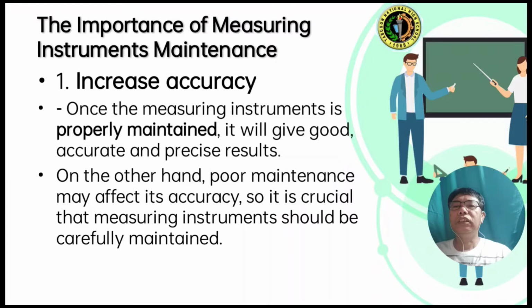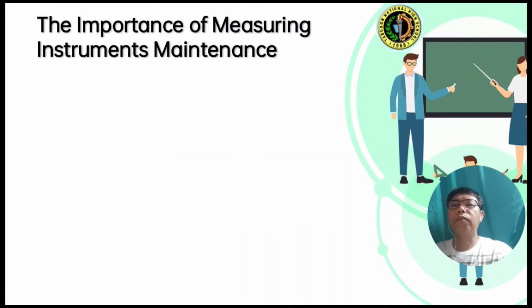Now, what is your idea on how to properly maintain our instruments in order to increase accuracy? Of course, one of them is by cleaning and storing, or maybe you place it inside the cabinet so that when you are going to retrieve and use it again, you are able to get it from the cabinet.